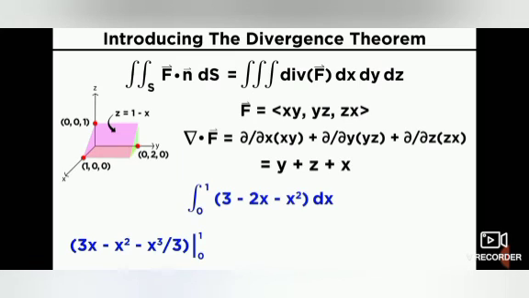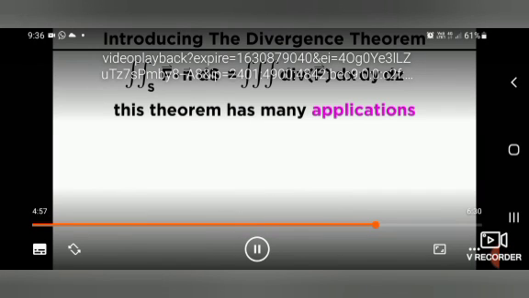The answer is 3x minus x squared minus x cubed by 3. The upper limit is 1 and the lower limit is 0. Applying the limits, the answer is 3 minus 1 minus 1 by 3, which equals 5 by 3. This is the answer for the surface integral of F dot n cap dS. So instead of going for the surface integral, we go for the volume integral.